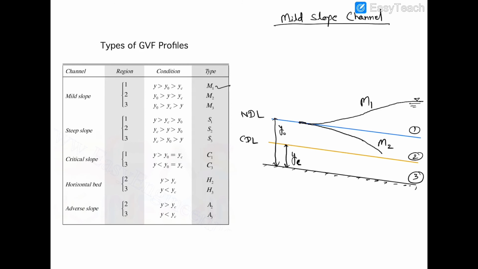In region number 3, the depth of flow is less than YC and YC is less than Y0. Here the shape of the profile will be, in region number 3, the water surface will have increasing water depth. So near the CDL it should be 90 degrees, and when it approaches the bed of the channel, it becomes tangential to the bed. This is the shape of the M3 profile.